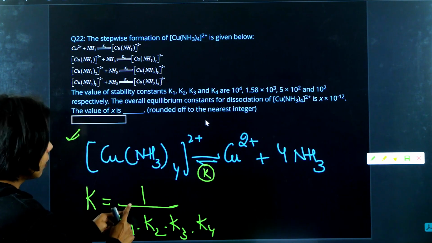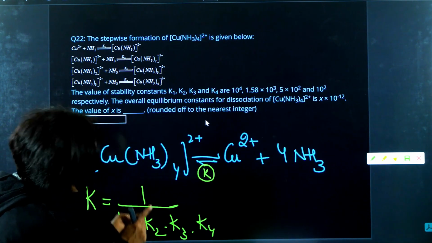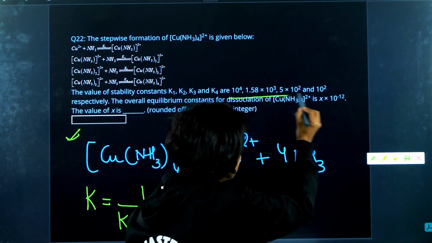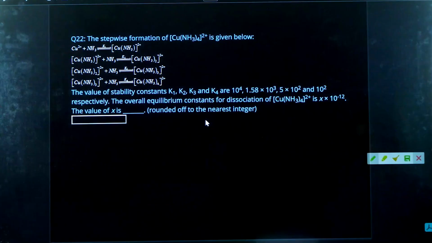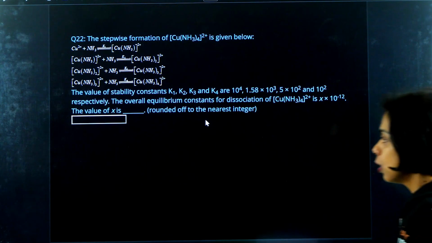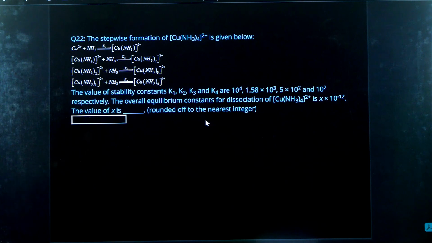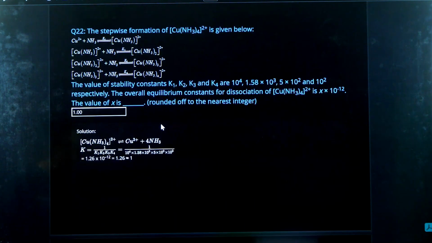Yes, so you know K1, you know K2, you know K3, you know K4, the values are given to you. Please put all these values and I'm sure you'll get your answer. Pretty simple. This is the dissociation reaction and we are supposed to calculate the equilibrium constant of the dissociation reaction. Right guys? So, pretty easy I will say, though it looks tough, the answer rounded off to the nearest integer comes out to be 1.26 into 10 to the minus 12. So you are supposed to tell the value of x, that is 1, right?